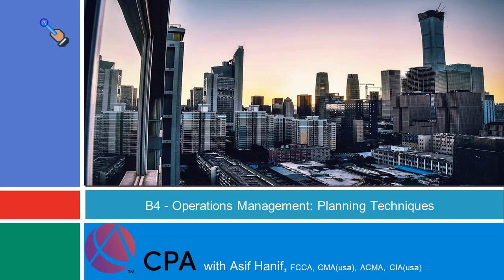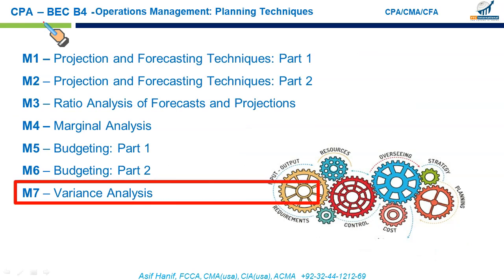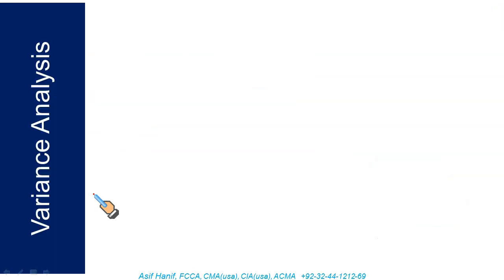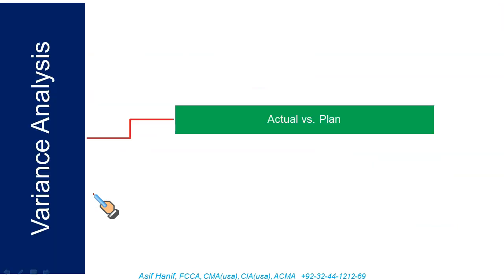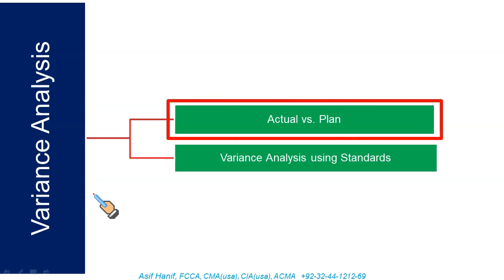Your next module in B4 is variance analysis, which happens to be the last module in B4. What will we be covering in this module? Actual versus plan and the variance analysis using standards. Let us first discuss what is actual versus plan.